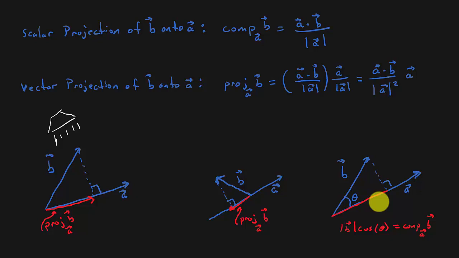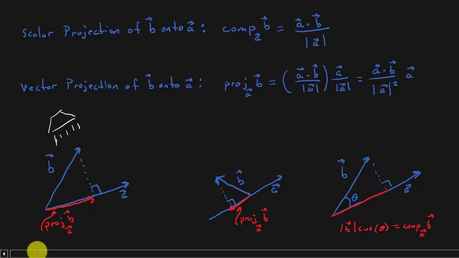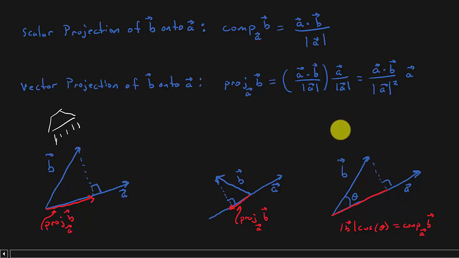All right, so let's do an example of finding that. Hopefully you understand what that is. The vector projection is actually going to give you a vector, that's going to give you what that vector is. And then the scalar is going to give you the magnitude.